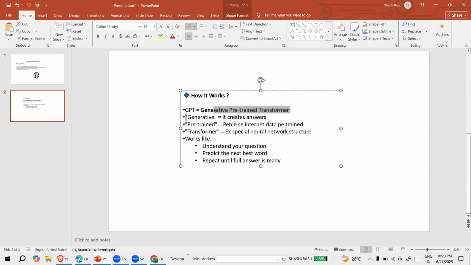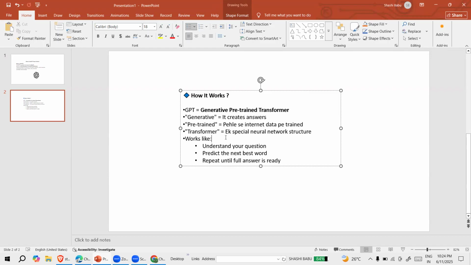Generative means it creates answers. Whenever you ask any question, it creates an answer. Pre-trained means it is already trained on internet data. Transformer means it is a special type of neural network structure. Like a human also has neurons, one neuron is connected with another neuron with dendrites. I think I'm not pronouncing that word correctly, but one neuron is connected with another neuron. In our mind, millions of neurons are present that help in our data transfer.